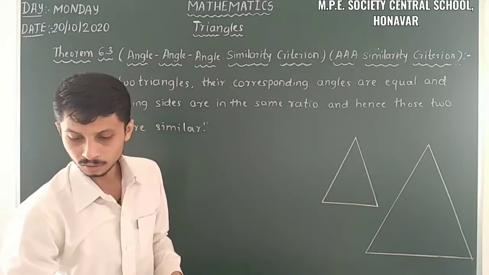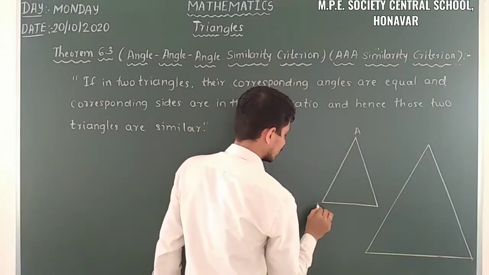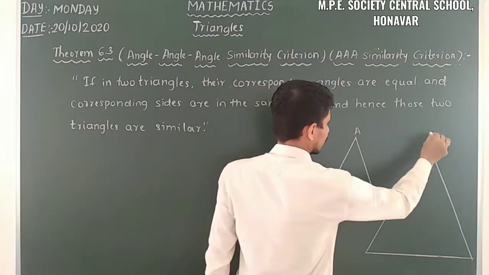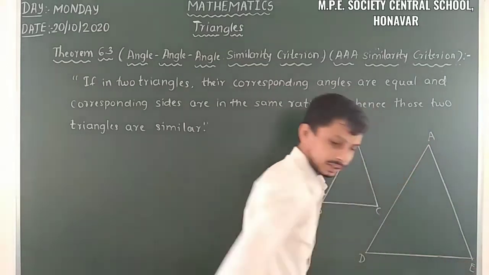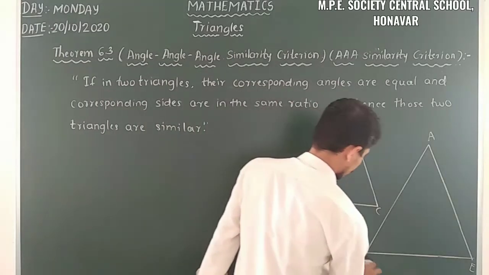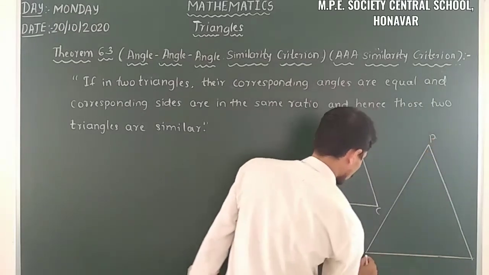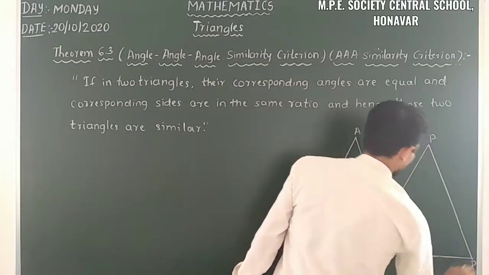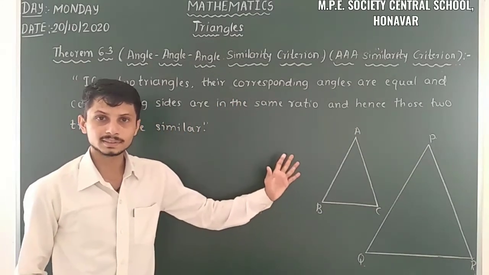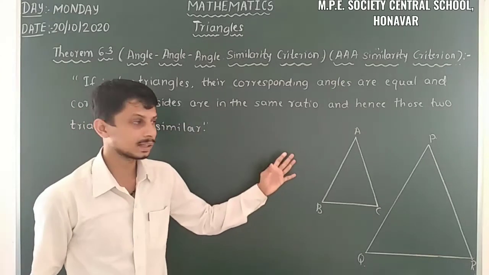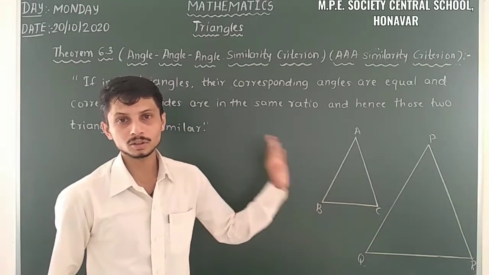So here I consider the two triangles. Firstly, I will name them ABC, and here I will consider ADE. Or we can take PQR also, no problem. Here I consider two triangles because in the case of the AAA similarity criterion, we want two triangles. In all the congruence cases and similarity cases, we want two triangles.